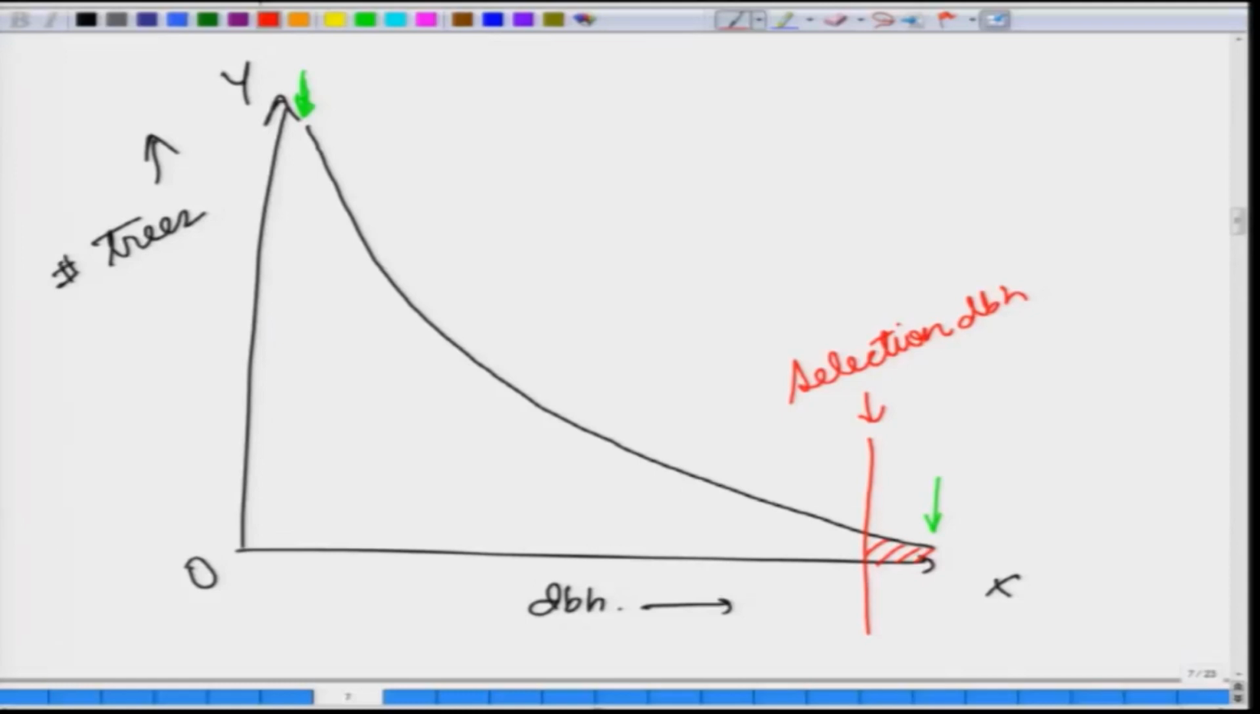Now, here again you do not remove all the trees that are above your selection dBH. We will look at that in a later lecture, but what you do here is that you remove some trees that are above your selection dBH at all times. So, every year you will go to every part of the forest, you will measure the diameter of different trees and for those trees that are above your selection dBH, they will be enumerated and a few of those trees will be marked and they will be felled.